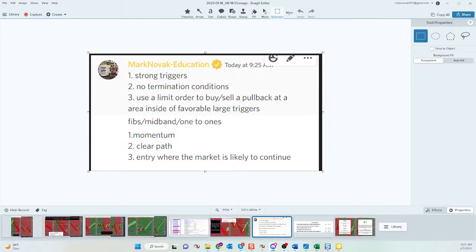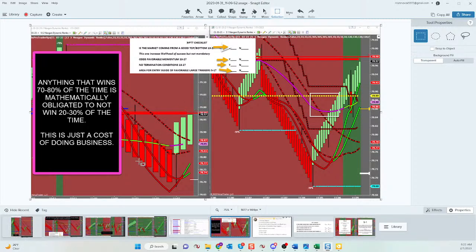And then John posted in there, post your losers too. They happen daily for most. Share them, you'll learn more. It's important to make sure you follow the rules when you lose. And guys, when you post a loser, we'll put the checklist on it. We'll make sure that the rules are met. This was a loser from yesterday, and I have zero qualms about posting this in the room. Each of the rules were met. There was the advantage of momentum, a clear path, and entry where the market is likely to continue. And anything that wins 70 to 80% of the time is mathematically obligated to not win 20 to 30% of the time. It's just a cost of doing business.